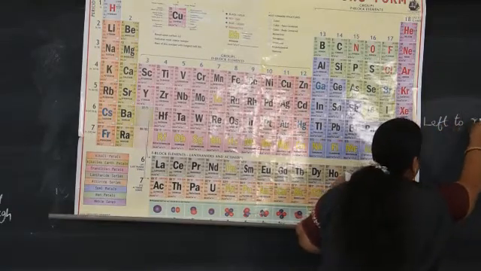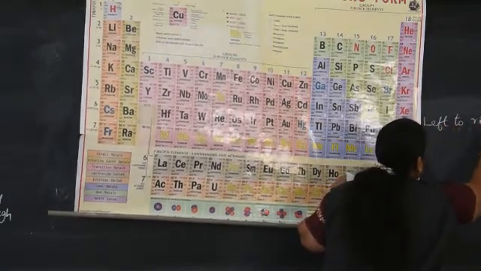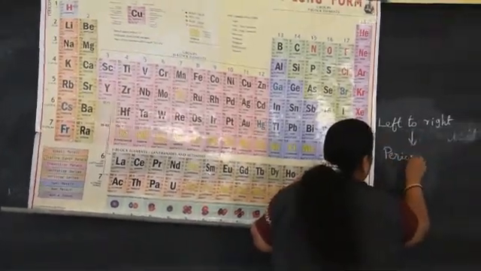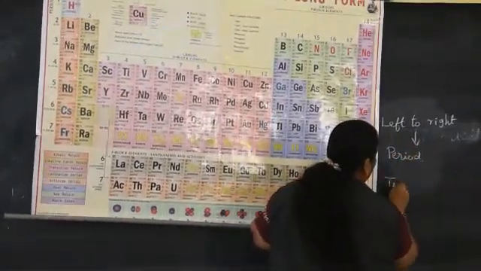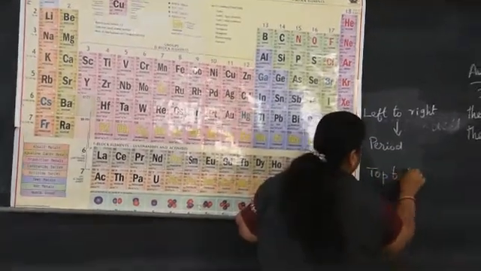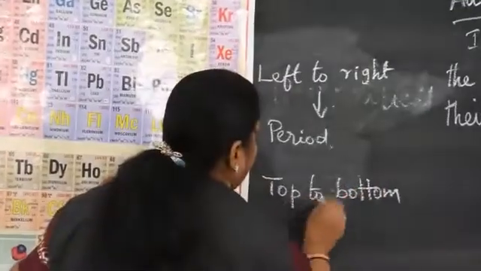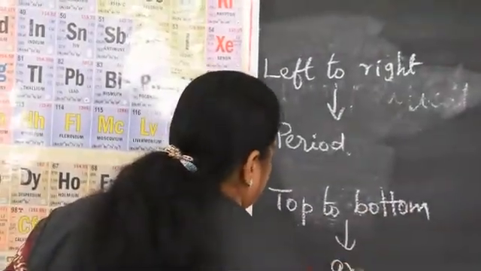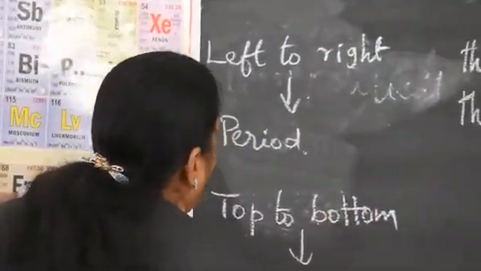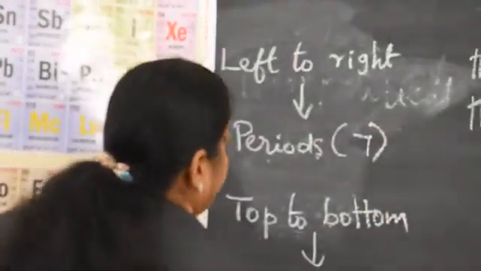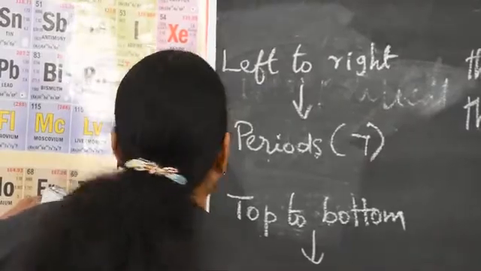Left to right, you move, that is called a period. Top to bottom, that is called what? Groups. How many periods are there? 7 periods. How many groups are there? 18 groups.